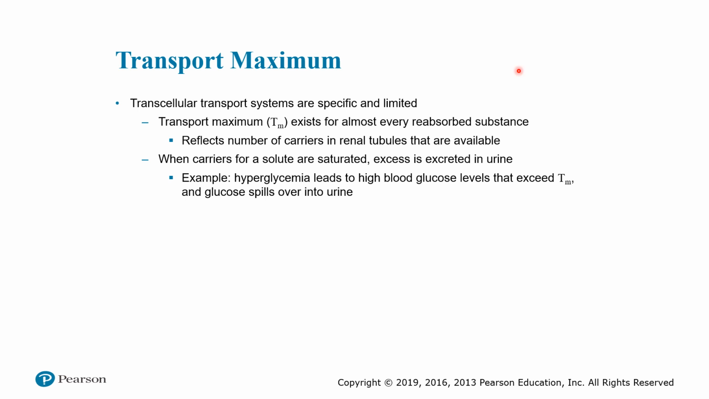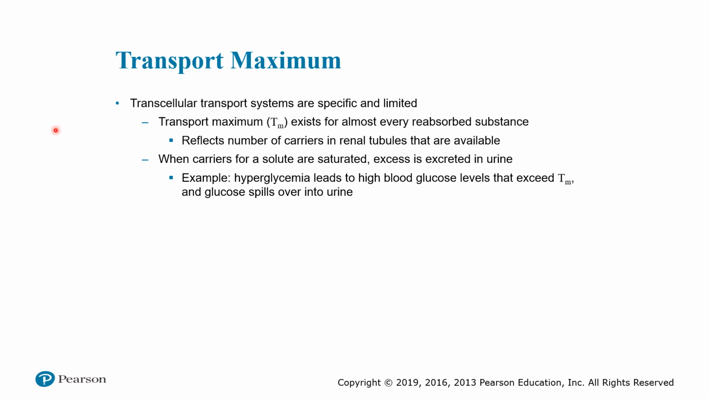Now there is a term which is known as transport maximum. What is transport maximum? Transport maximum happens for almost all of the transport systems. What are the transport systems? They are the proteins or channels which the substances are using to be transported. It represents the number of transport proteins present in the tubules. When these transporters are saturated, the excess is excreted in the urine.